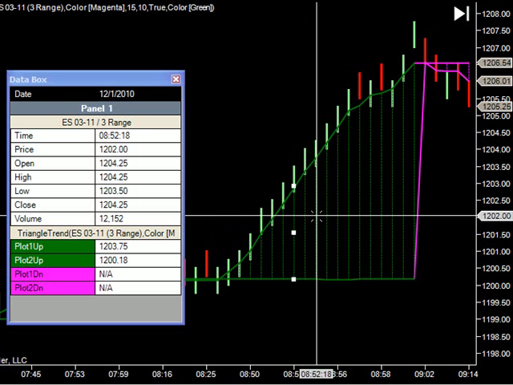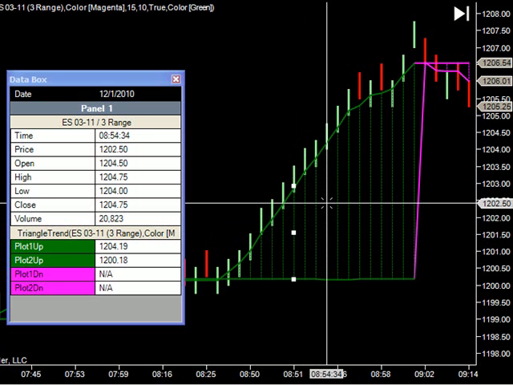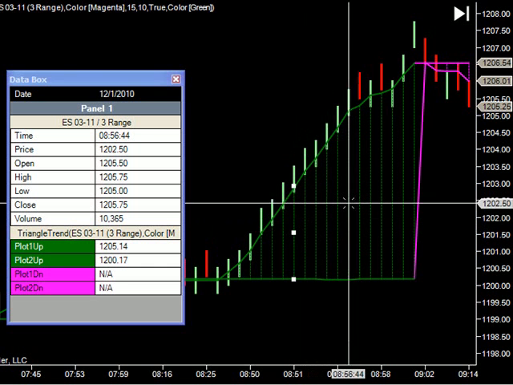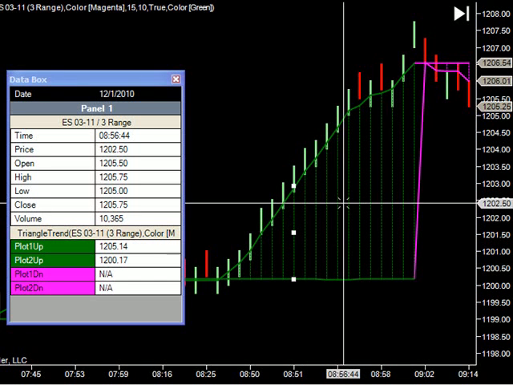Or how many times you said, well, I'm going to set an arbitrary point where if it goes that high, I'll get out of the trade. And then you wondered, why didn't I stay in it longer? Why didn't I make more profit on this particular move? You can avoid all those problems if you use the triangle trend package of indicators.